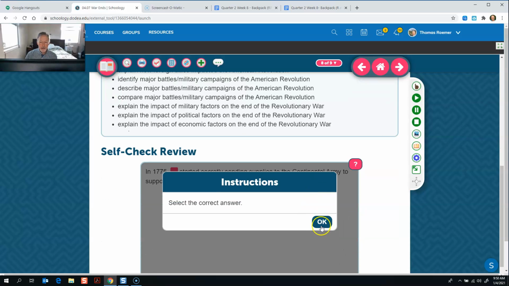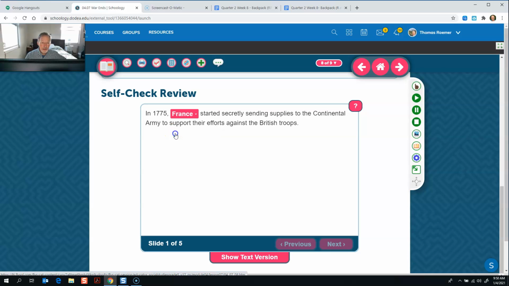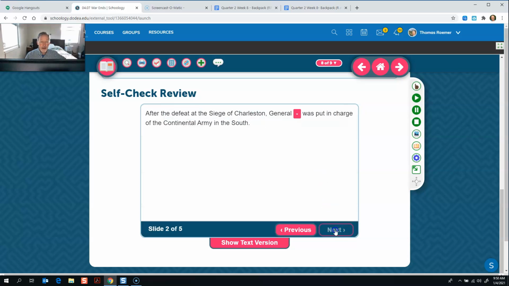Okay, let's take a look at our activity. In 1775, blank started secretly sending supplies to the Continental Army to support their efforts against the British troops. So it's a country. China, no way. Italy, no way. France or Spain. I believe the French started doing it early on, and they were our main ally. That is correct.